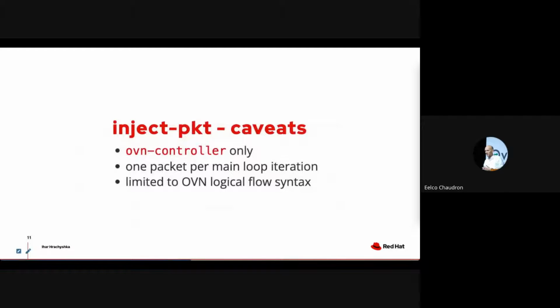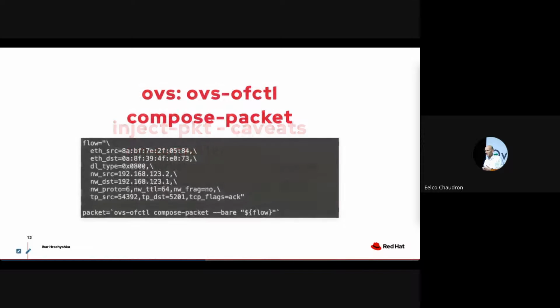There are some caveats. First of all, it's OVN controller specific. Also, the implementation is limited and doesn't allow storing more than a single pending packet in the queue. On each controller main loop, the pending packet is processed, freeing the slot for the next packet. If the system is slow and we inject packets in quick succession and the main loop of the controller can't keep up, then only the first packet may be injected. Finally, the input is in logical flow format with its own limitations. So forget about constructing DNS packets, let's say.